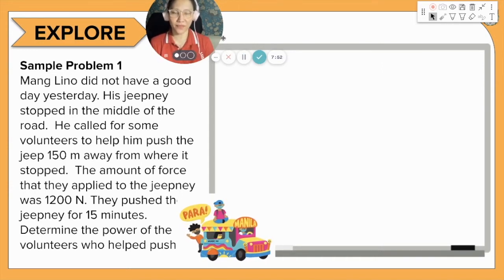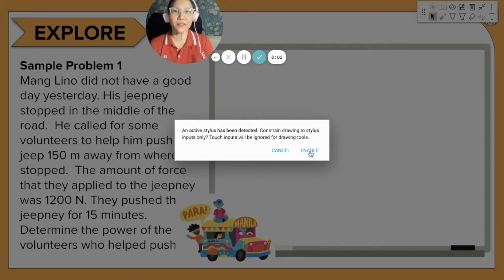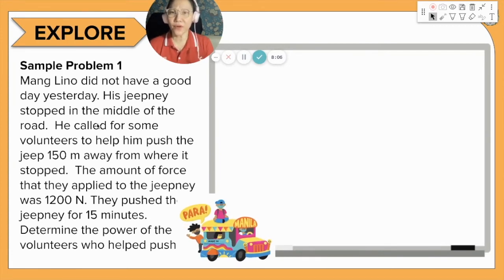So you have there the image of a jeepney, just for you to imagine the problem. And of course, we would need to write the given. So let me just enable my tablet. Let's look for the items that are given in here. So of course, we have 150 meters. What is 150 meters? You have to think about that. In order to help you, look at the unit. And then we have 1,200 newtons. Again, to help you figure out what that quantity is, look at the unit. And then 15 minutes. Again, look at the unit. But the unit is in minutes, so we probably need to be doing some conversion later on. And then we are supposed to look for power.